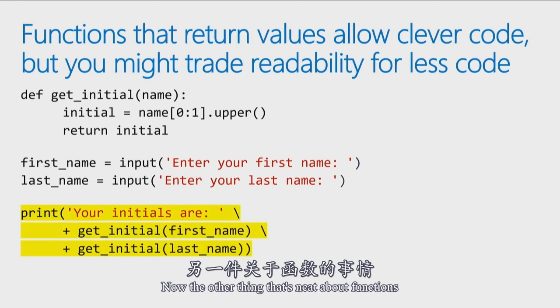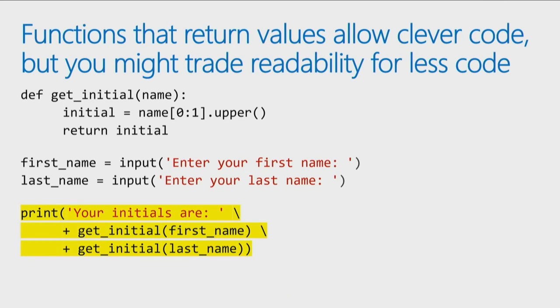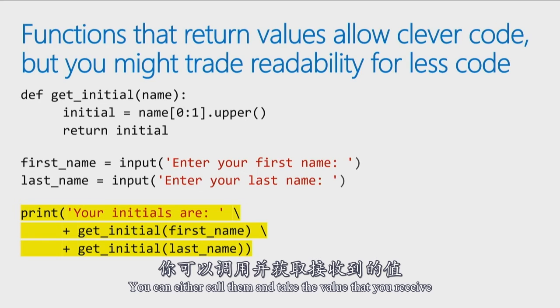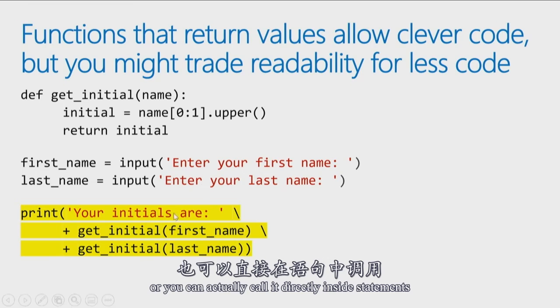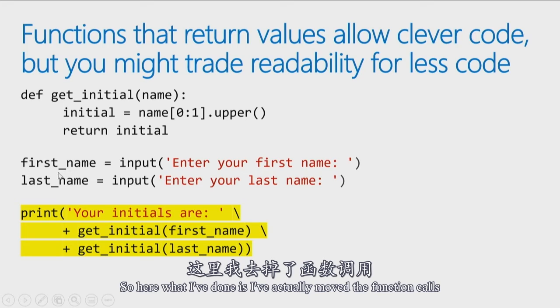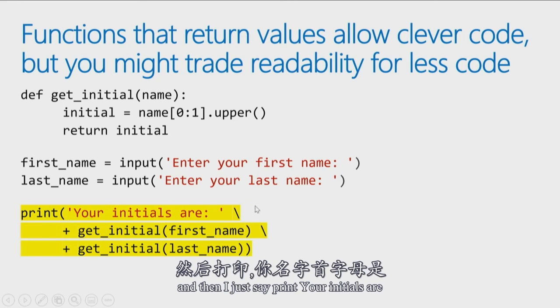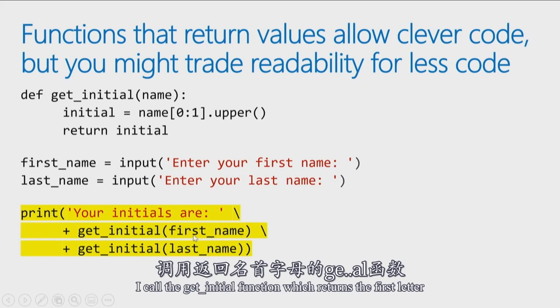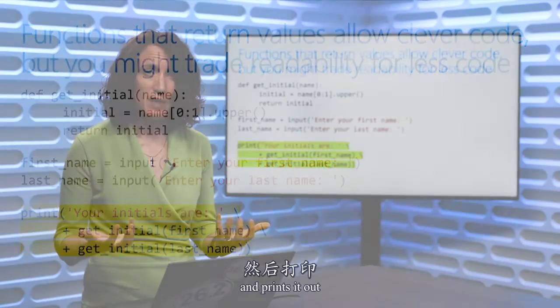Now, the other thing that's neat about functions is you will sometimes see coders getting very clever with them. Because they return values, you can call them different ways. You can either call them and take the value that you receive and return it into a variable, or you can actually call it directly inside statements. So here what I've done is I've actually moved the function calls. So I have a first name, entered by a user, a last name, entered by a user, and then I just say print your initials are, and right inside the print function I call the getInitial function, which returns the first letter, and then concatenates to that, call the getInitial function, passes me the next letter, and prints it out.